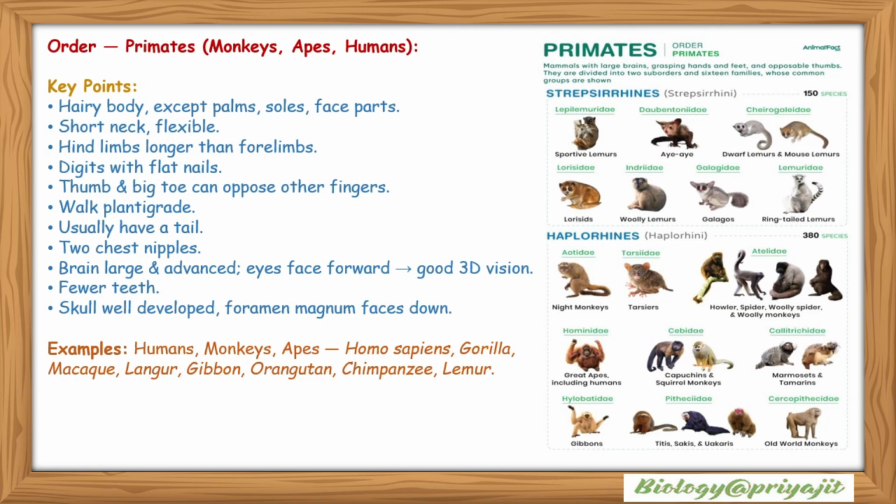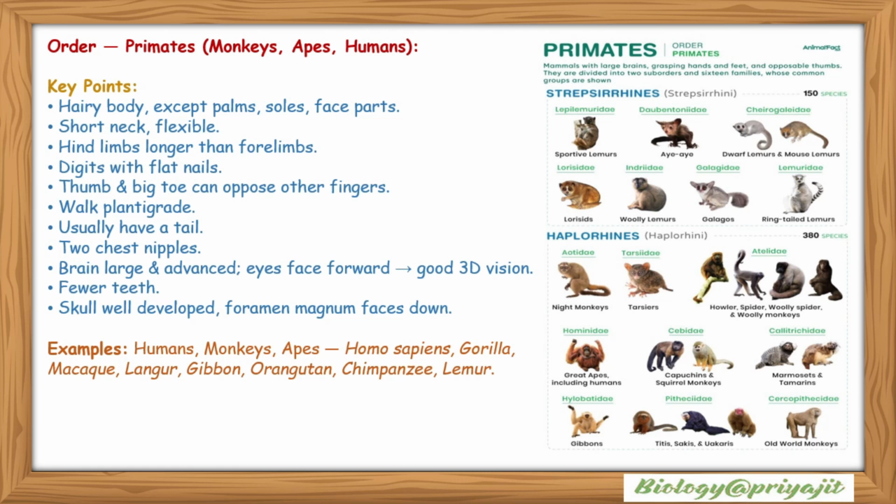Primates, which include monkeys, apes, and humans. Their key features: the body is hairy except the palm and sole. They have a short neck and flexible hind limbs, longer than forelimbs. Their digits have flat nails. Their thumb and big toe can oppose the other fingers. Their walk is in plantigrade mode.